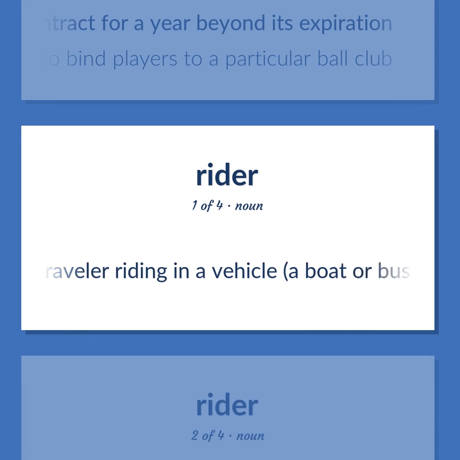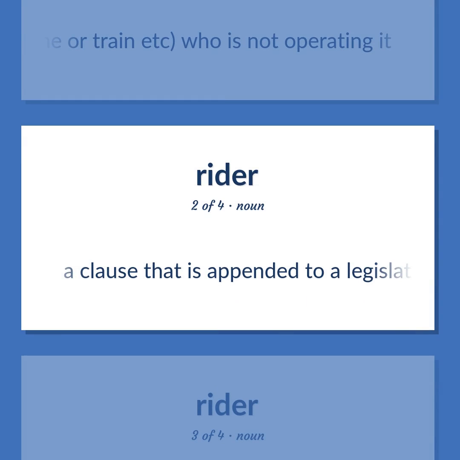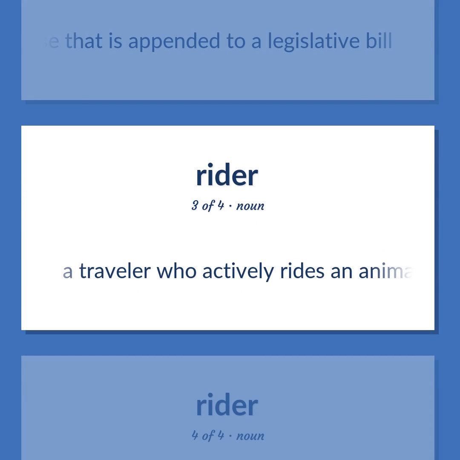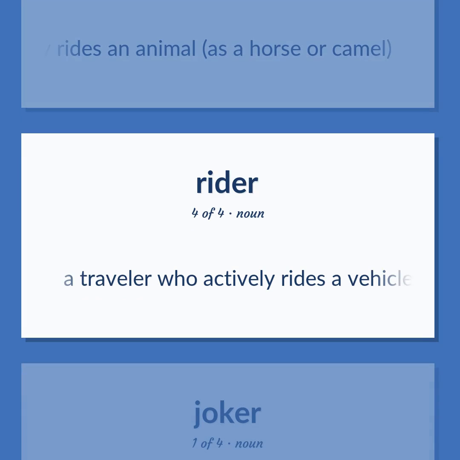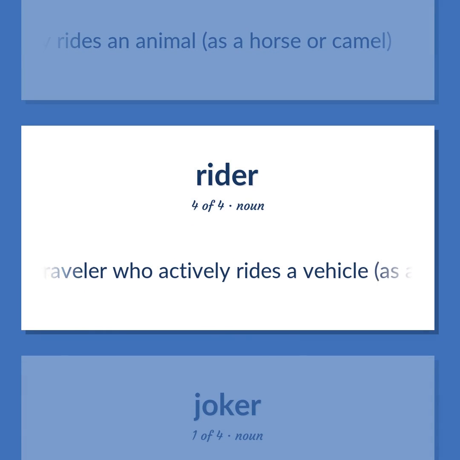A traveler riding in a vehicle, a boat or bus or car or plane or train, etc., who is not operating it. A clause that is appended to a legislative bill. A traveler who actively rides an animal, as a horse or camel. A traveler who actively rides a vehicle, as a bicycle or motorcycle.